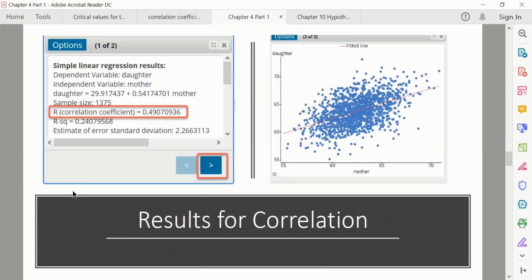So there's a lot of output for this one. I'm just going to point out the one thing you need at this point, which is the correlation coefficient R, which is circled there. The correlation coefficient is 0.4907. Now notice I also circled that little arrow on the right, on the bottom. That, when you click on it, will give you your graph of your data. So this was a lot of data, obviously. Okay. So pretty simple to get your R value. And then you compare it to the chart.